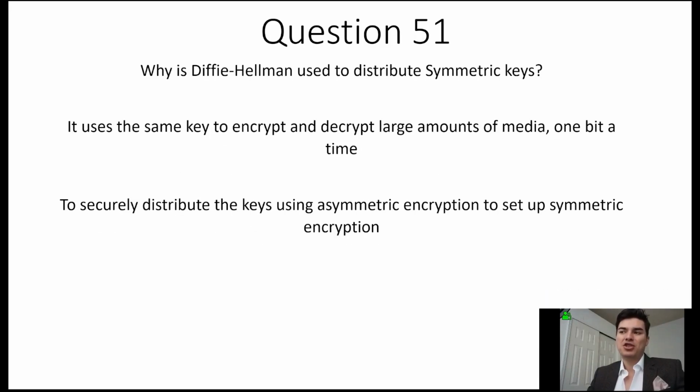Why is Diffie-Hellman used to distribute symmetric keys? Well, Diffie-Hellman is used to securely distribute the keys using asymmetric encryption to be able to set up the symmetric encryption. Asymmetric encryption key sizes are required to be a lot longer to produce the same level of encryption as symmetric encryption, and asymmetric encryption takes a lot more compute power. So with Diffie-Hellman key exchange, they want to switch as quickly as possible from asymmetric to symmetric encryption. You can't just pass the keys over with symmetric encryption because it's not safe. So you need to distribute those keys with the asymmetric encryption, which is Diffie-Hellman.